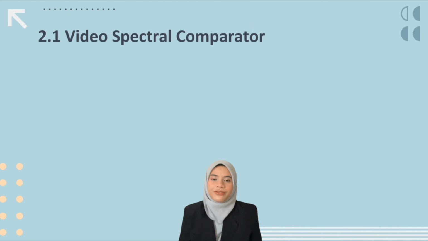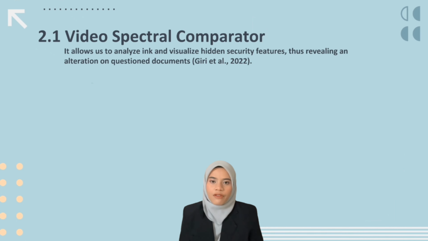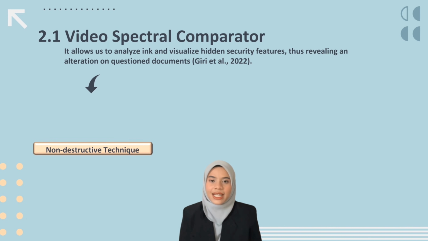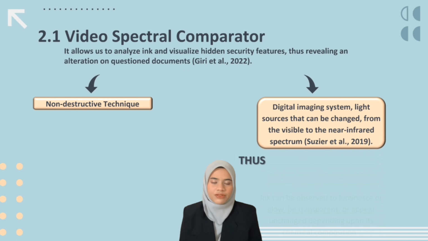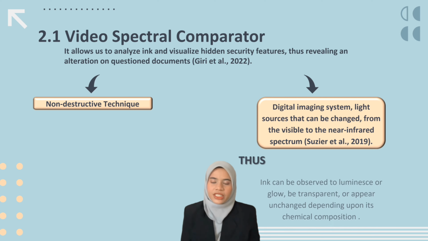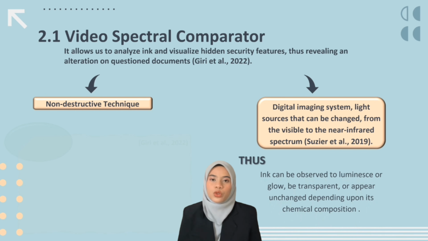First, we look at the VSC for the literature review. This device allows us to analyze ink and visualize hidden security features, thus revealing an alteration on the questioned documents. This technique is non-disruptive and it is a digital imaging system where light sources can be changed from the visible to the near IR spectrum. This device allows ink to be observed to luminesce, be transparent or appear unchanged depending on its chemical composition.